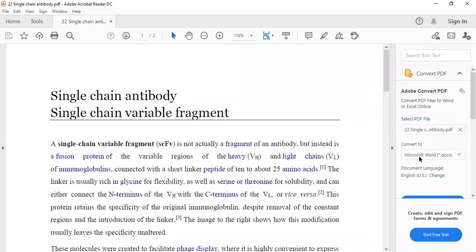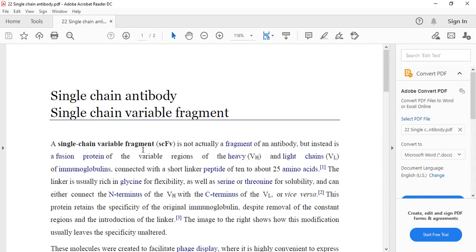Namaste students. Today our topic is single chain antibodies or single chain variable fragments. They are similar terms. Single chain variable fragments are the fragments which are created when the variable regions of the heavy chain and the light chain are combined. They are fused.